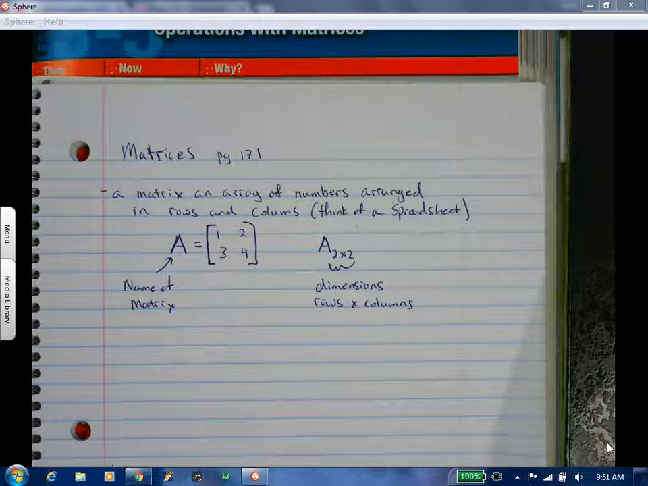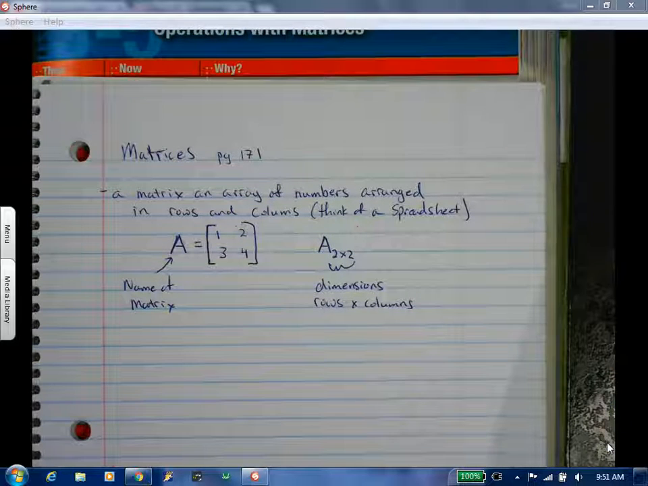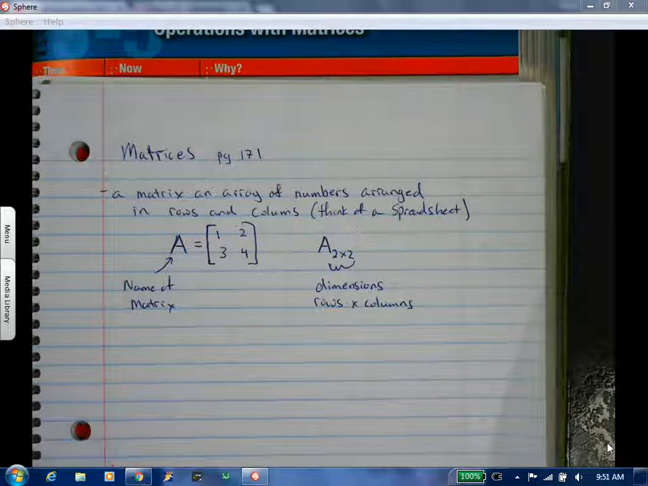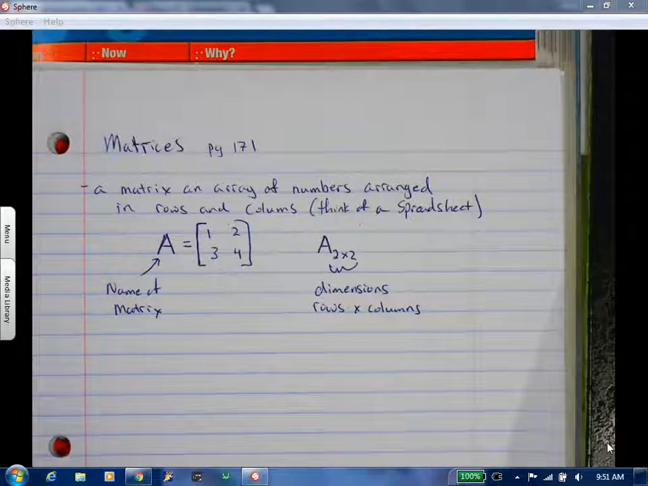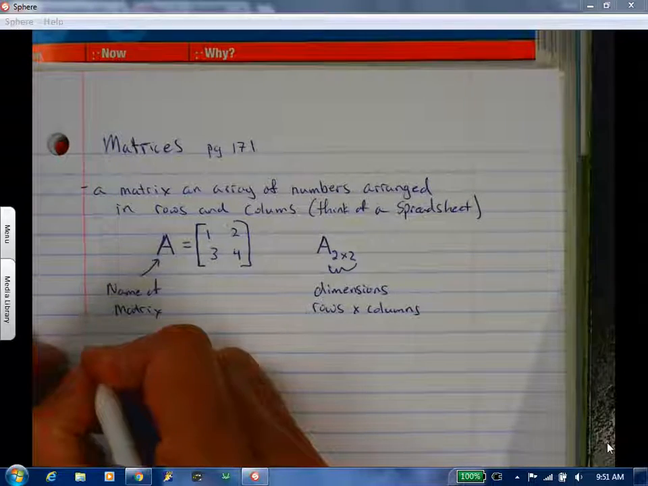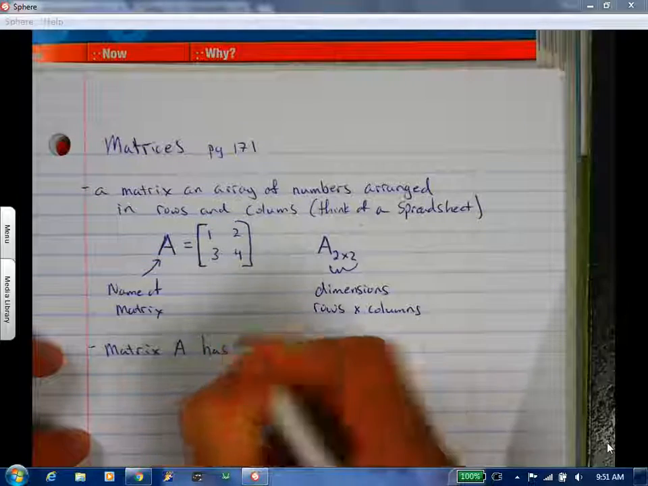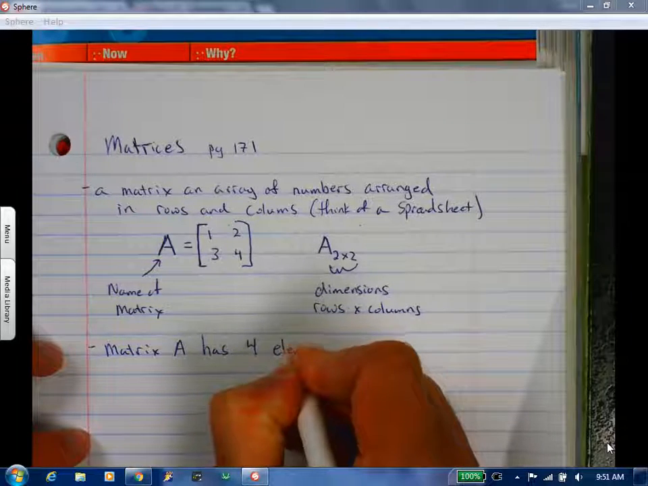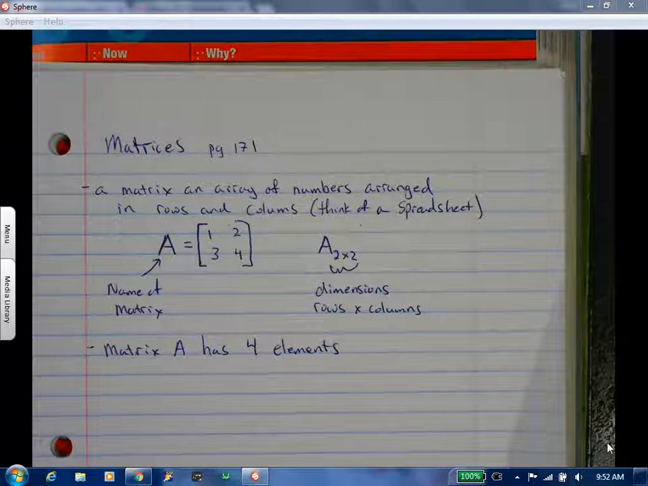Now, when I put this matrix together, did I use any commas or any sort of separation between the numbers? No. It's just the numbers in there. So matrix A has 4 elements. What are the elements of a matrix, basically? How many numbers are in there? There's 4 of them. Periodic table of elements. Just whatever is up there.